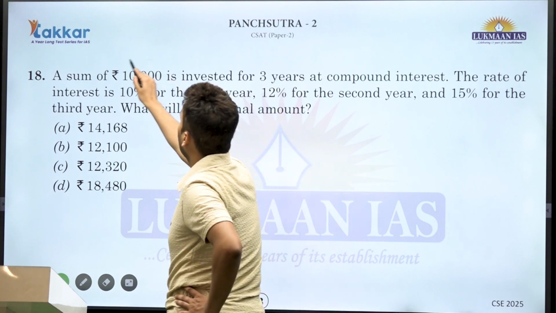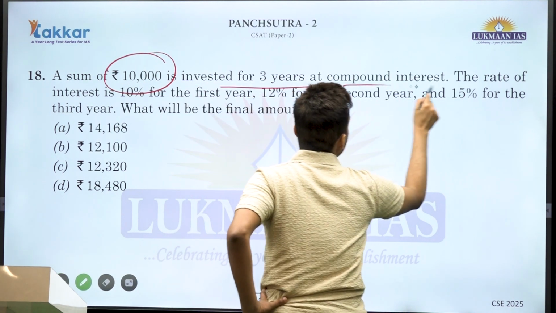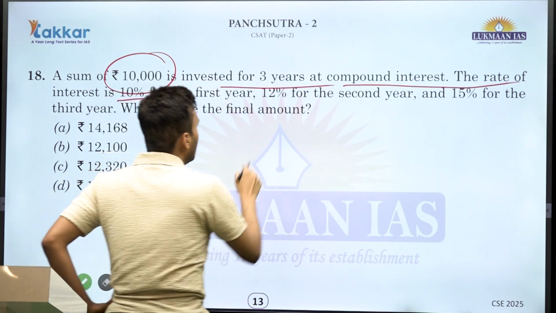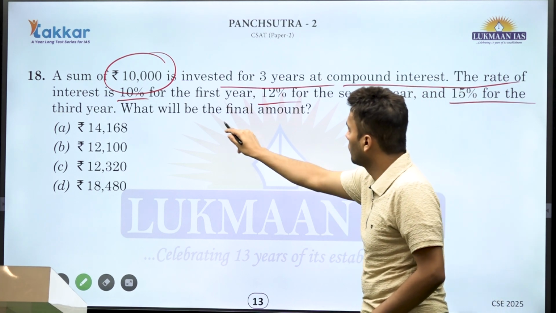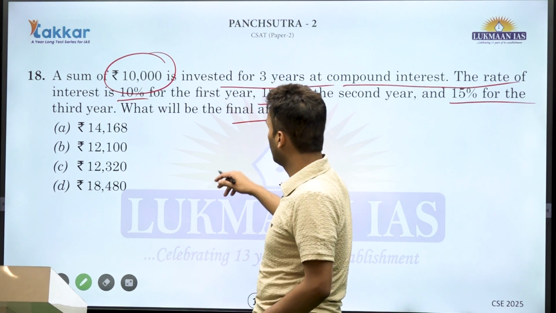A sum of 10,000 rupees is invested for 3 years at compound interest. The rate of interest for the first year is 10%, the next year is 12%, and the third year is 15%. What will be the final amount? This is a very basic, simple compound interest question. Let's try to do it.